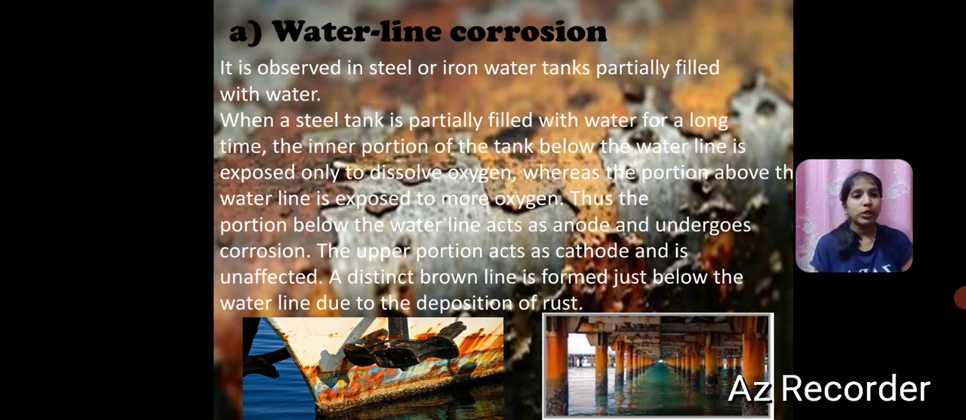In these two pictures, it is very easily visible. You can easily distinguish that a thin brown line is being formed at the surface of these metals.